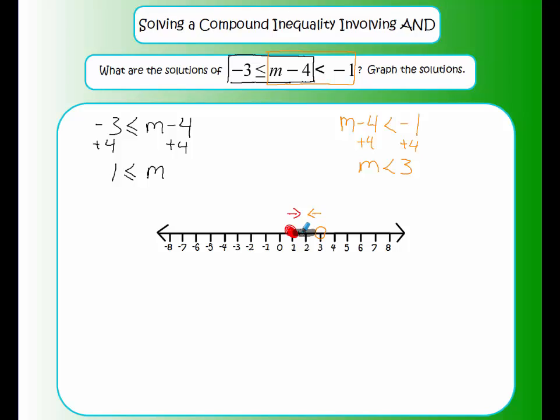So the solution set here is from 1 to 3, not including 3. And that's all you have to do for compound inequalities involving and. Break it into 2 parts and graph the 2 parts.